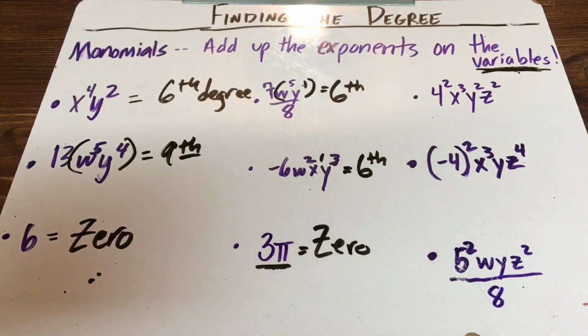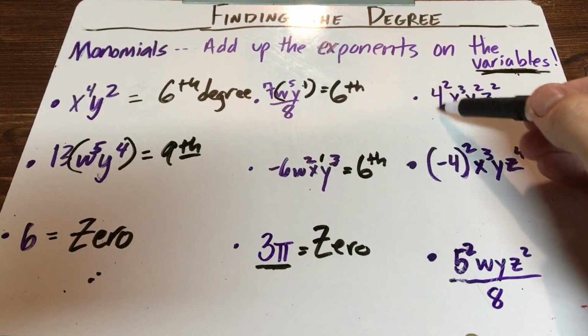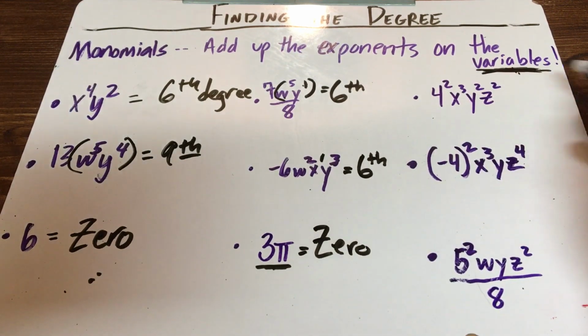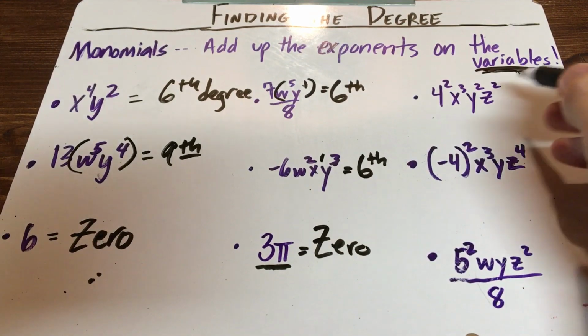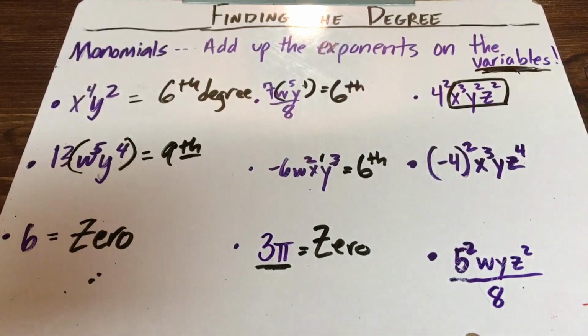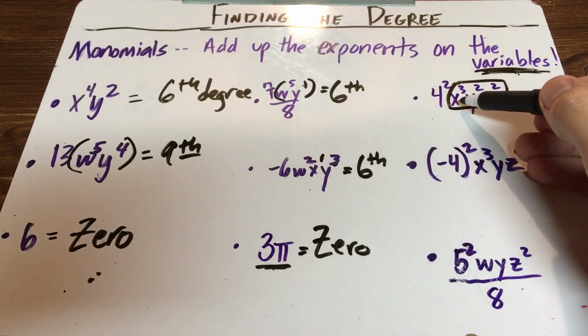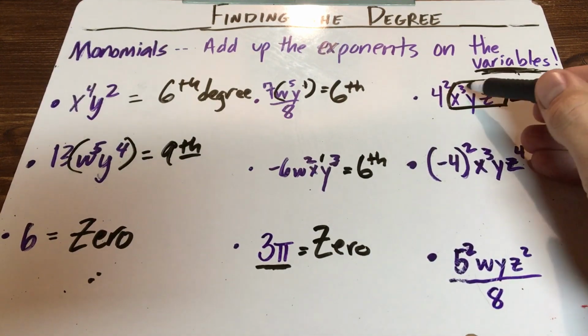Up here, now when the book or the teacher or the test, whatever, tries to get really tricky, they will give you exponents on the coefficients, right? On the regular numbers. They're going to try to get you to add 2 plus 3 plus 2 plus 2. Nope, you're not going to fall for that, right? It's only on the variables. That's why I've underlined that. So you're only looking right here. Don't get distracted by that. That's not there for anything when it comes to finding the degree. You're just going to do the variables. X is to the 3rd power, y is to the 2nd power, z is to the 2nd power, 3 plus 2 plus 2.